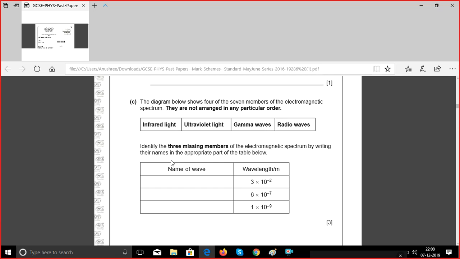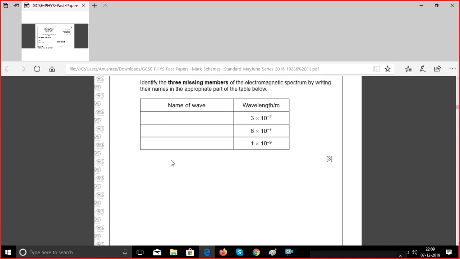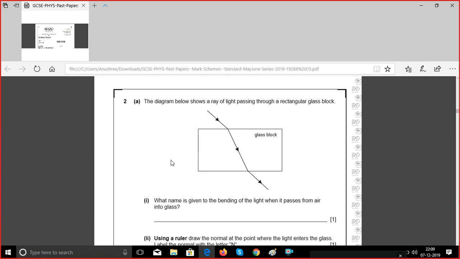So it's wavelength, so you have to see which one is the smallest and largest. So microwave is correct. Then it's the visible spectrum, and then X-rays. So basically they are arranged according to the wavelength. Microwave has the highest wavelength among these. Then it's visible, then it's X-ray. And their values are given also. So next one.